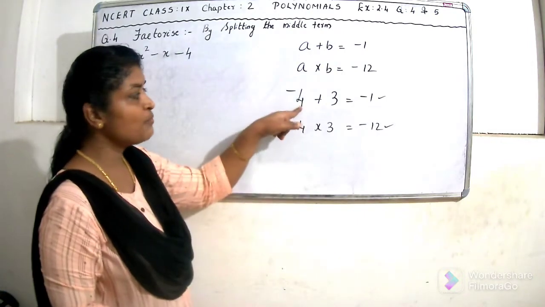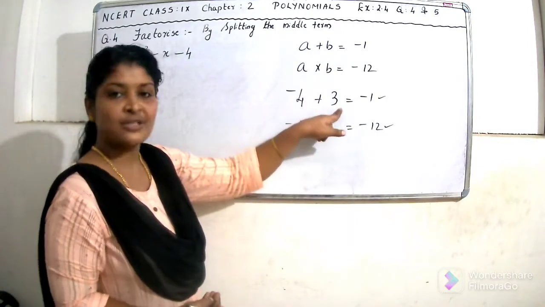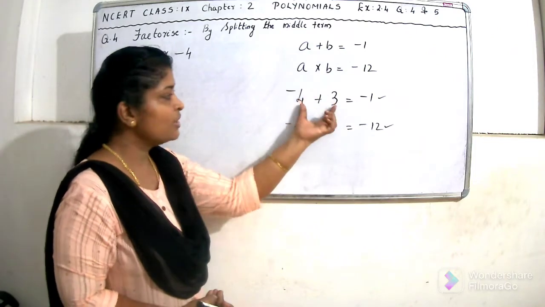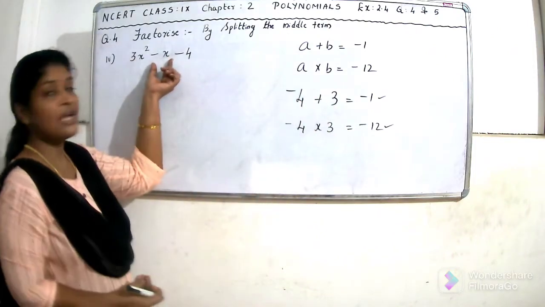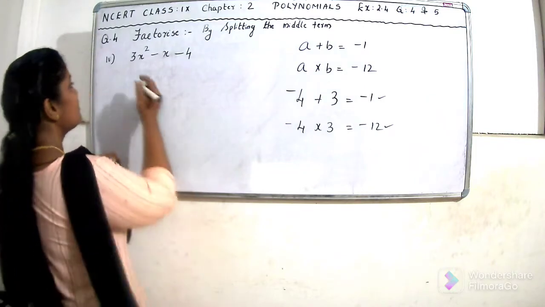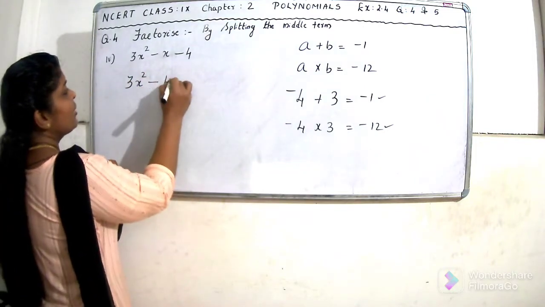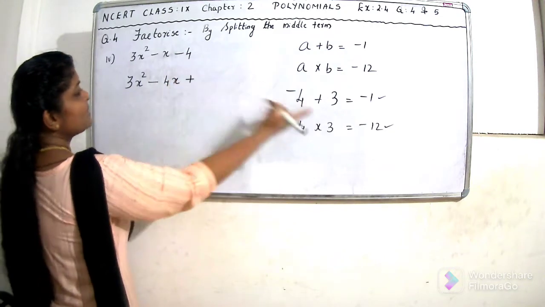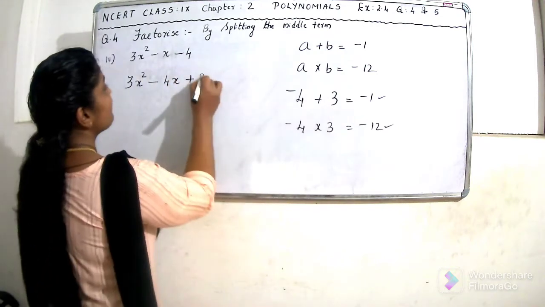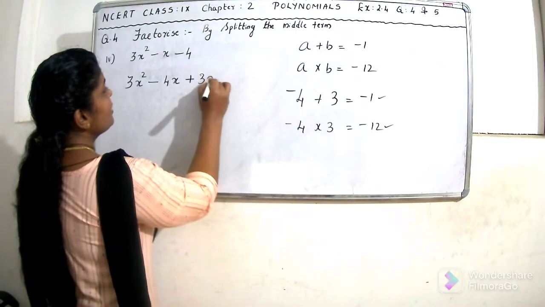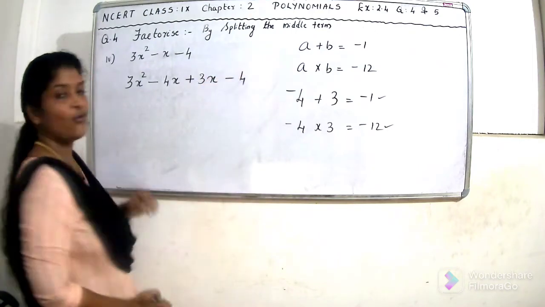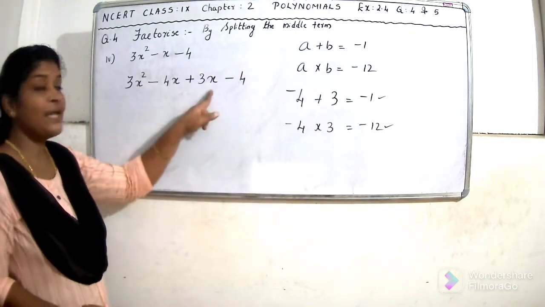So which are the two numbers? Negative 4 and 3. These are the two numbers. In this way we are splitting this negative x. First term as it is, negative 4x, plus 3x, it is positive, so plus 3x minus 4. Okay, middle term splitting is over.